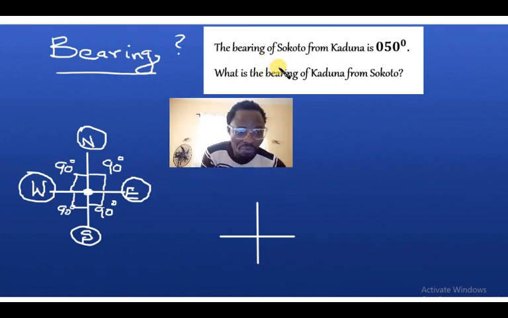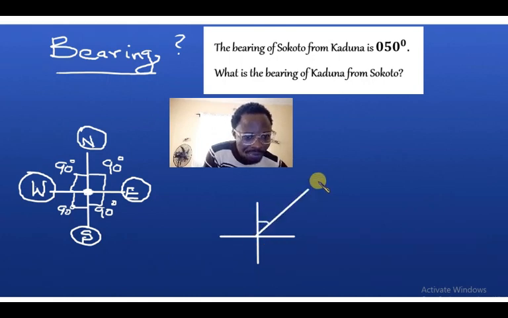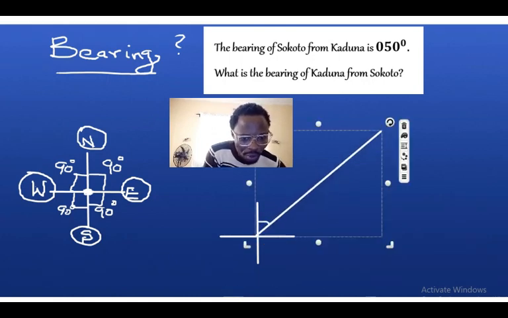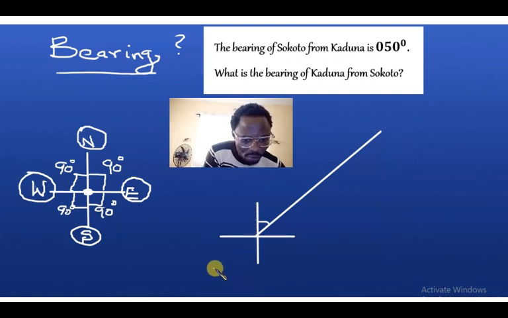The bearing of Sokoto from Kaduna is 50 degrees. What is the bearing of Kaduna from Sokoto? Now, from Kaduna is 50 degrees. Now, 50 degrees is in between north and east. That means if we take our rotation from north, we have to stop somewhere in the middle and then draw a line. So automatically we know this location is Kaduna.